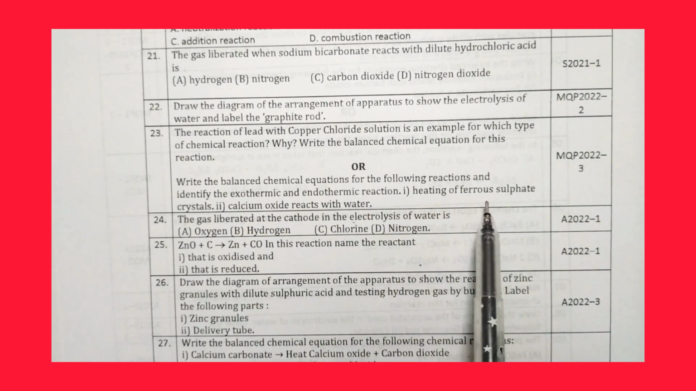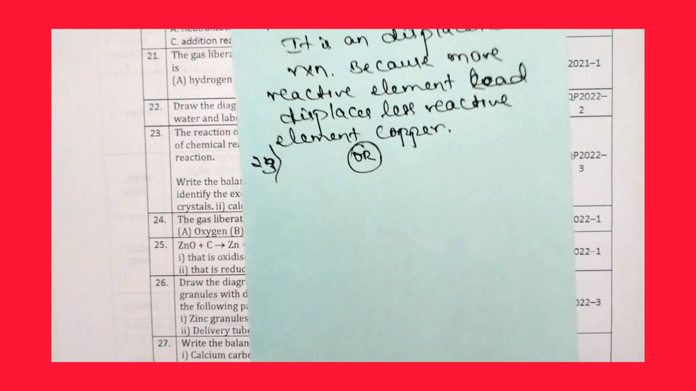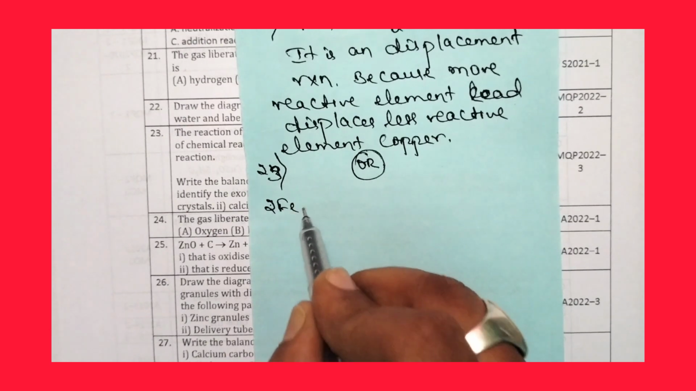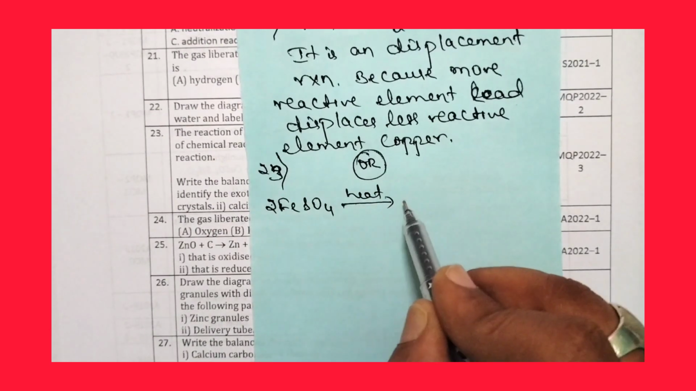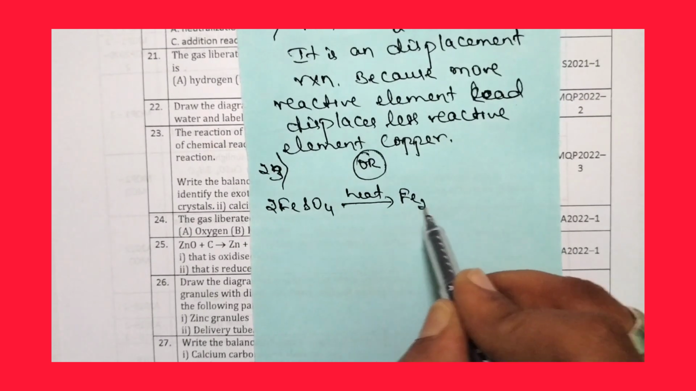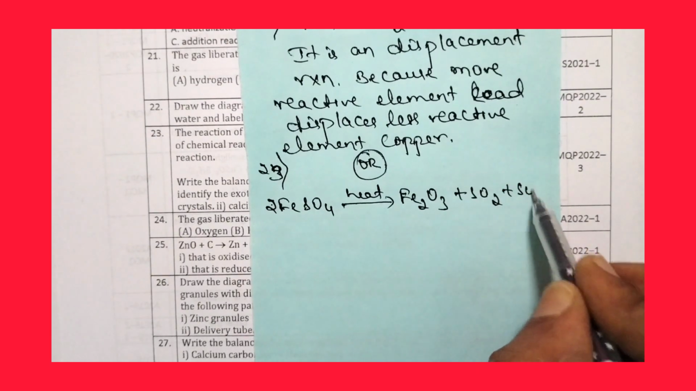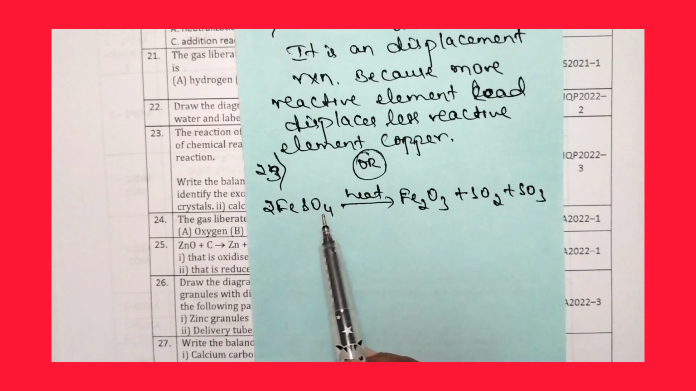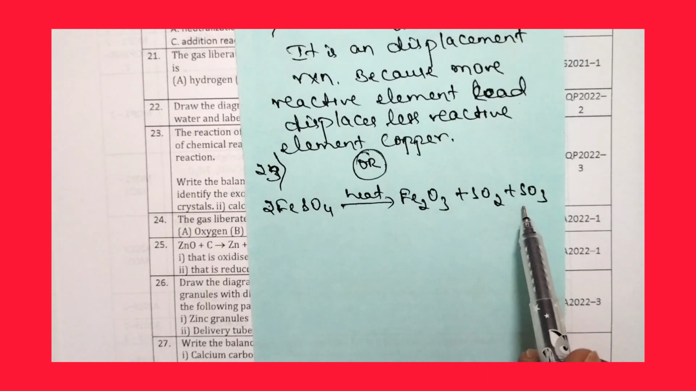So the first question is heating of ferrous sulfate crystals. So now let us heat it. 2FeSO4, when it is heated, gives rise to Fe2O3 plus SO2 plus SO3. So 2FeSO4 will get decomposed to ferric oxide, sulfur dioxide and sulfur trioxide.